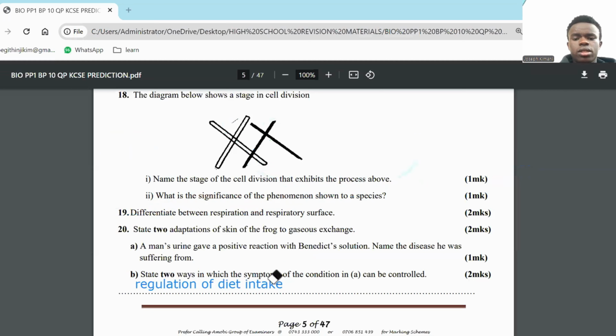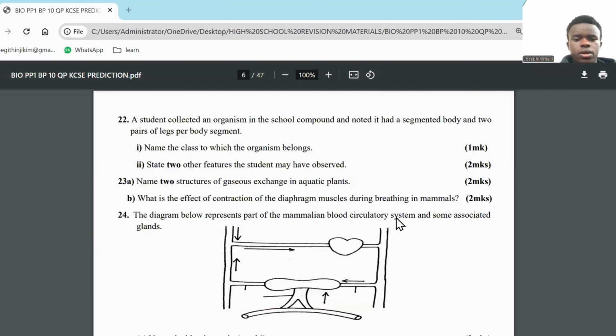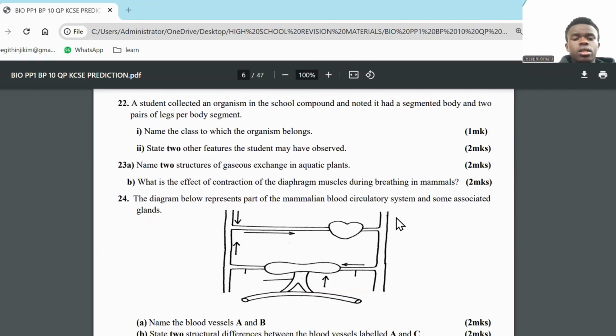So now onto the next page. Okay. So yeah. So here we are.